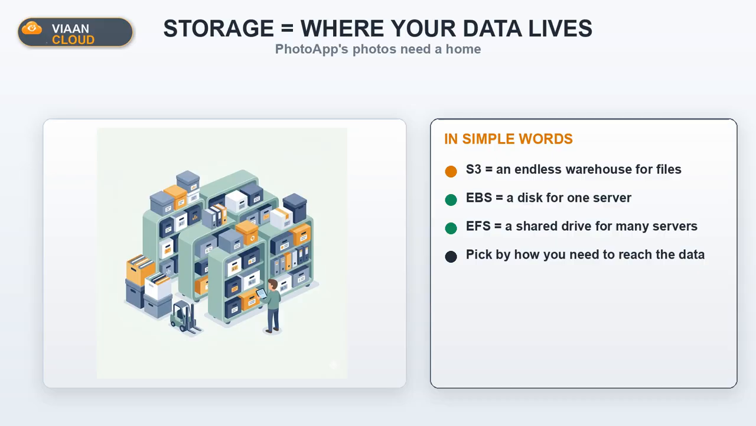PhotoApp's photos need a home, the storage shelf. S3 is an endless warehouse for files. EBS is a disk for one server. And EFS is a shared drive many servers can mount at once. The trick is picking the right one for how you need to reach the data.